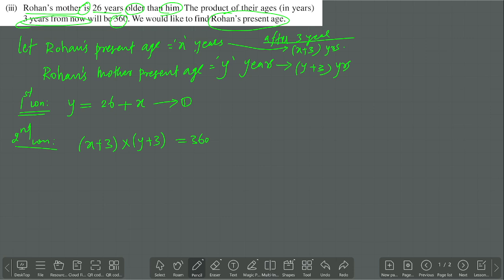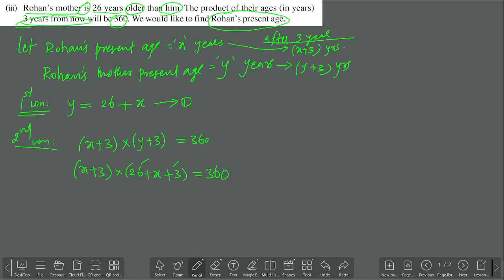And we would like to find Rohan's present age. That means we have to form an equation in Rohan's age, that means in x. Then which we have to remove? y. So y I don't want. Then what is y? I know from 1. So I can substitute here. So x plus 3 multiplied by y value, 26 plus x, plus 3, which is equal to 360.